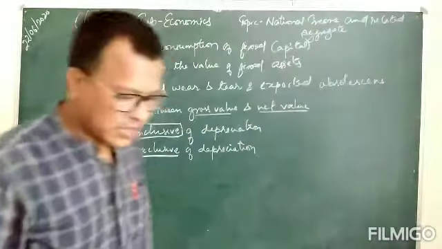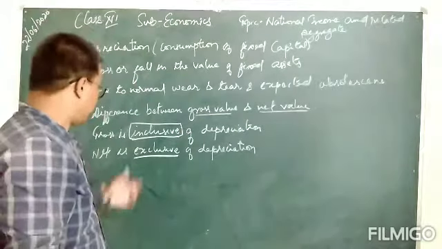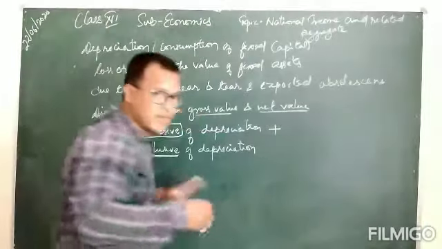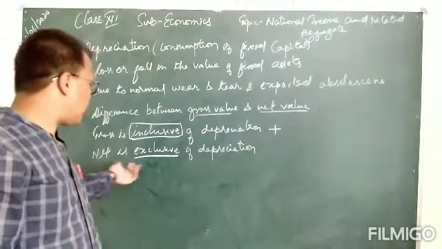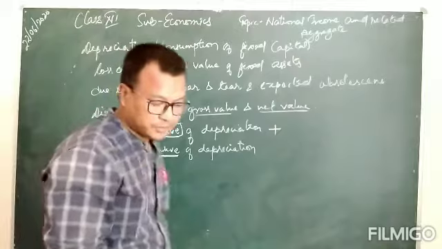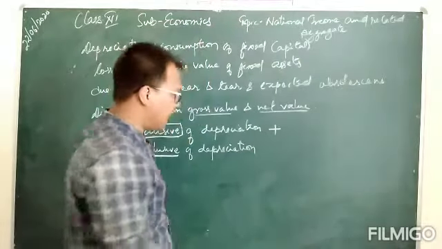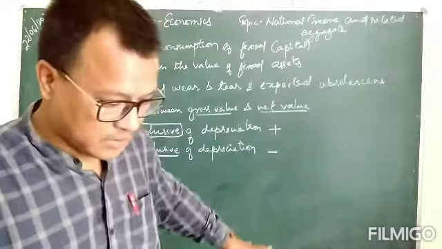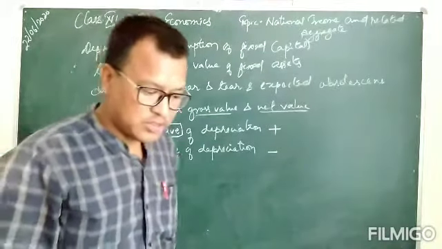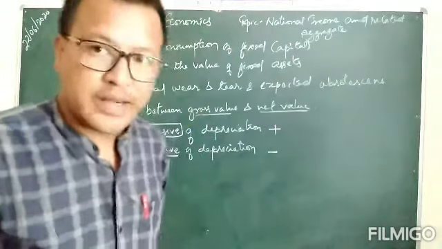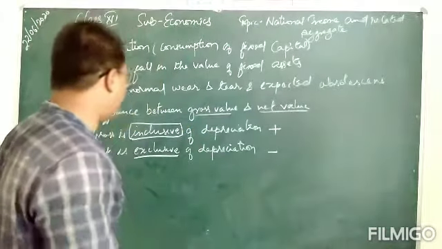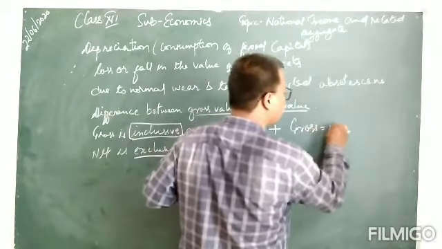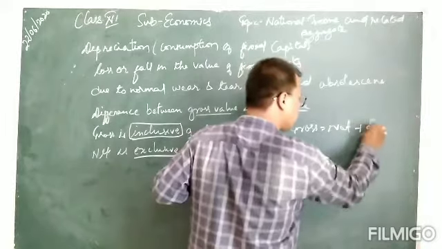So gross is net plus depreciation, because included means plus. Net is exclusive, and it is minus, because it excludes, therefore it subtracts. So we can say that gross is equal to net plus depreciation.